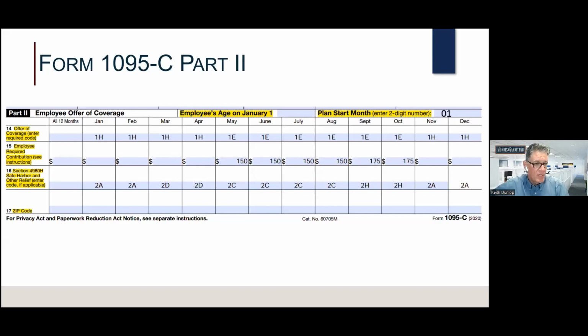And then in November, everything changes. It looks like the employee left employment sometime in October. Coverage runs through the end of that month. And then as of November, we have 1H again, no offer of coverage, paired with 2A, the employee is no longer employed.